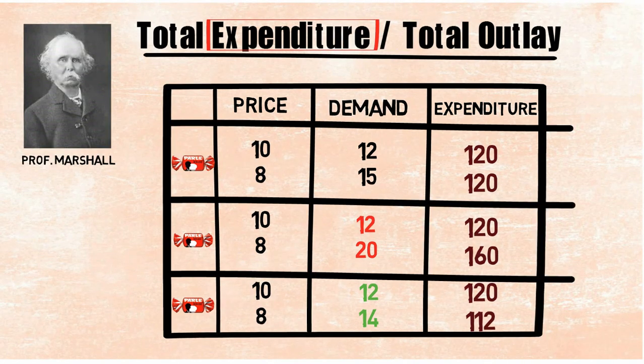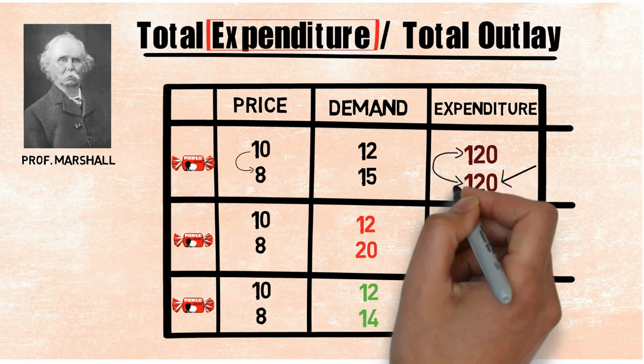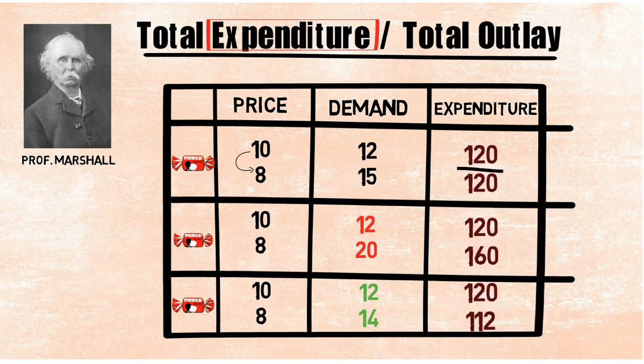Now, look at the first row. Here the price of the chocolate is Rs 10 and at 10 rupees 12 chocolates have been bought. So the total expenditure is 10 into 12, that is 120. When price of chocolate falls to Rs 8, you buy more chocolates. In this case 15, and your total expenditure will be 8 into 15, that is 120. Notice that irrespective of the change in price, your spending on the chocolate remains the same. Hence, the elasticity of your chocolate in this case will be equal to 1 or unitary elastic.